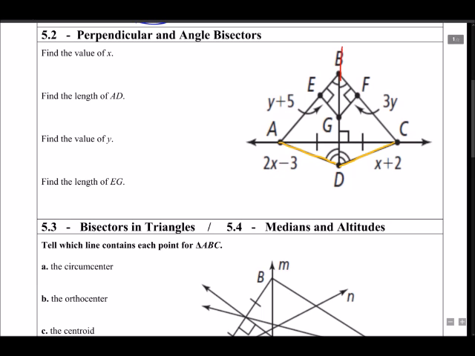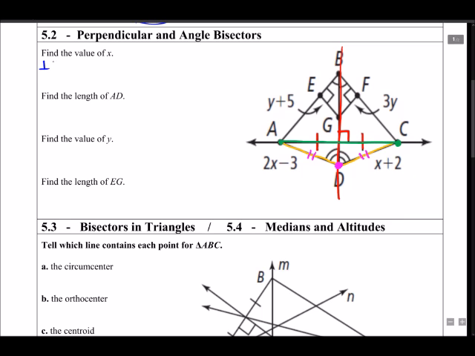I see this line right here is a perpendicular bisector of this segment. And what do we know about points on the perpendicular bisector? Any point on this perpendicular bisector, and we have a lot of them, but point D here relates to our x's, is equidistant from the endpoints of the segment.